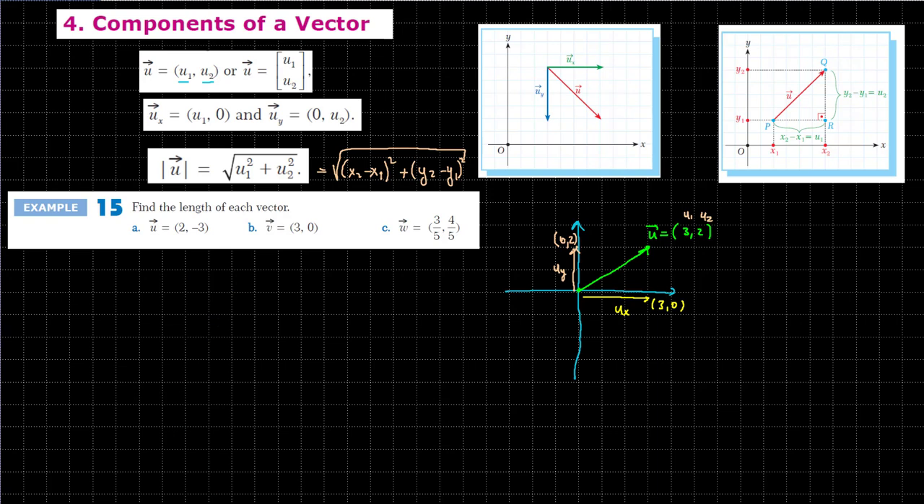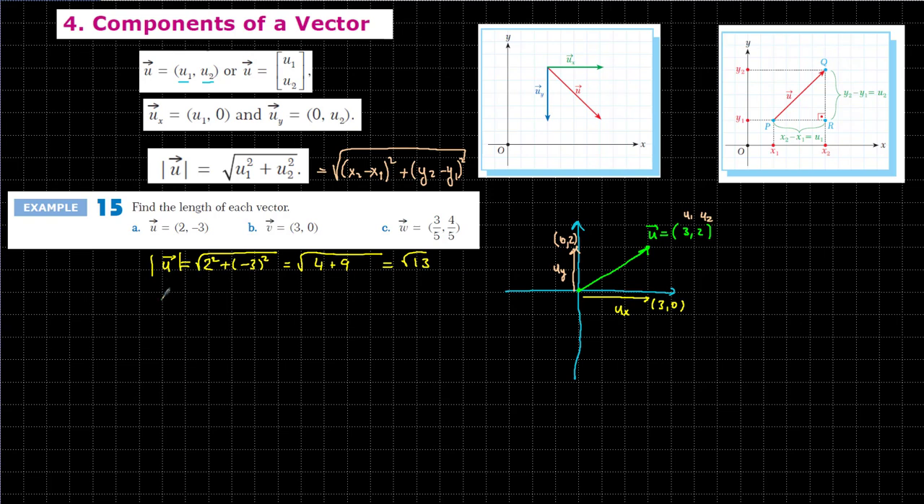Let's use different color here. The distance of u is equal to square root of 2 square plus minus 3 square, which is equal to root 4 plus 9, which is equal to root of 13. We cannot reduce the form, so we are going to keep it as root 13.